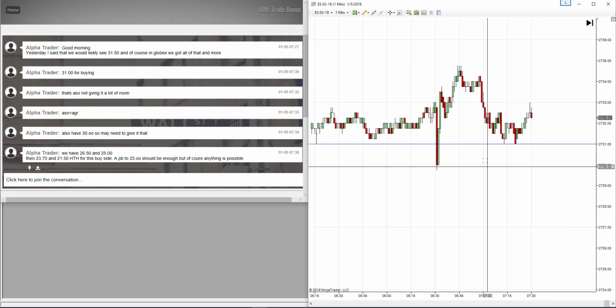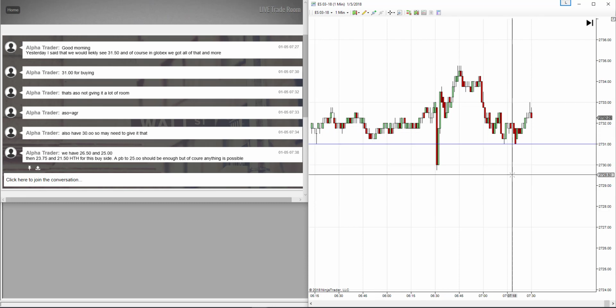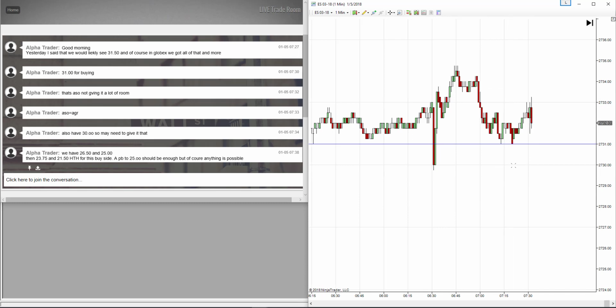Now the next comment at 32, so just 2 candles later, that was right here, it says that's aggressive. There was just a spelling error. And by the way, we don't apologize for grammatical errors. This is the real deal. We're looking to trade, not conduct spelling bees. But anyways, that's what that means. So that's aggressive, not giving it a lot of room.